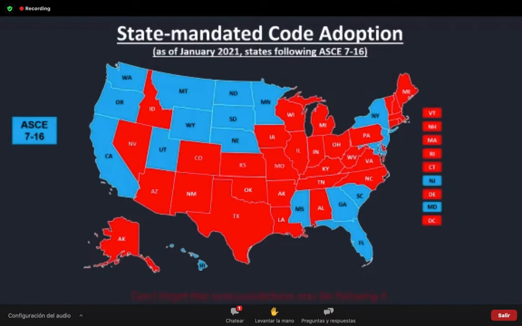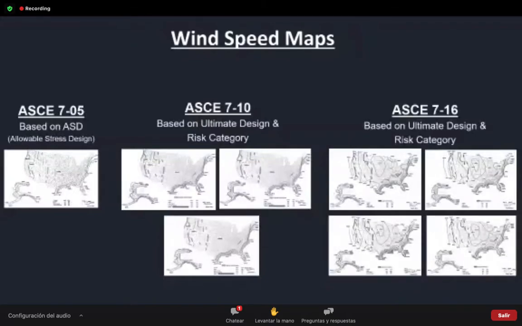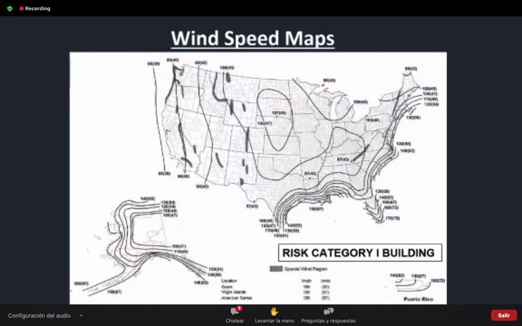So when we go to what ASCE and some of their design requirements are, when ASCE 7-05 was around, it was looking at one wind speed map based on the allowable stress design. Well, ASCE 7-10 upped the ante to the ultimate design and risk category, and they divided it between 3 different wind speed maps. And now ASCE 7-16 is based on 4 wind speed maps. Now, you may ask me, what are those wind speed maps? Well, it's based on the category of the building, or the risk category. So type 1 is for farm animals and sheds and that type of thing where loss of life is to a minimum.